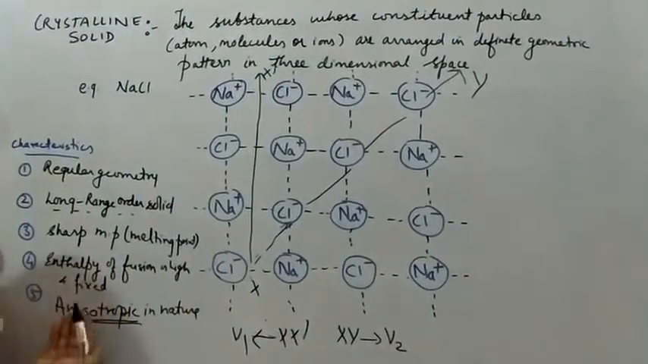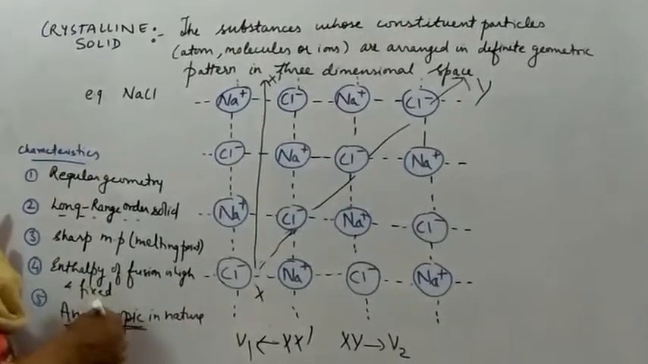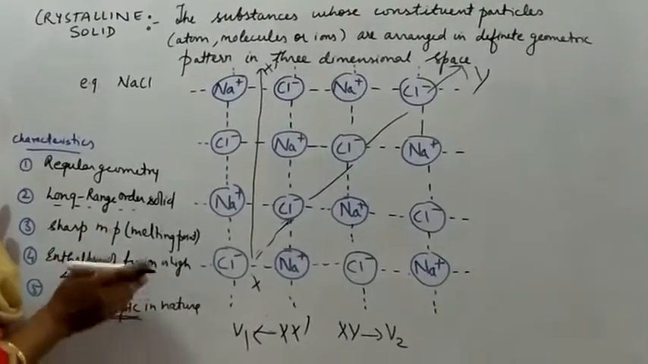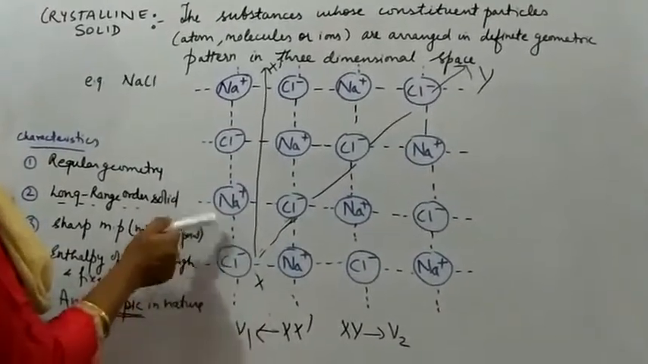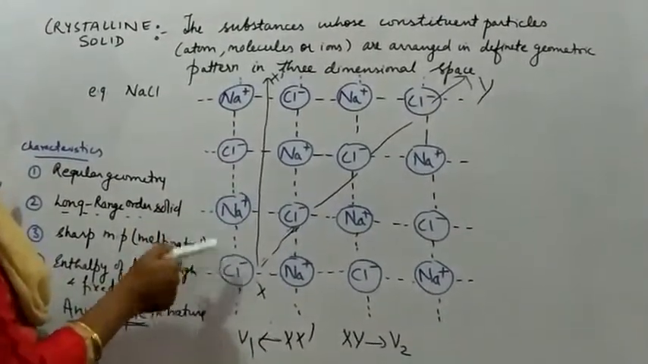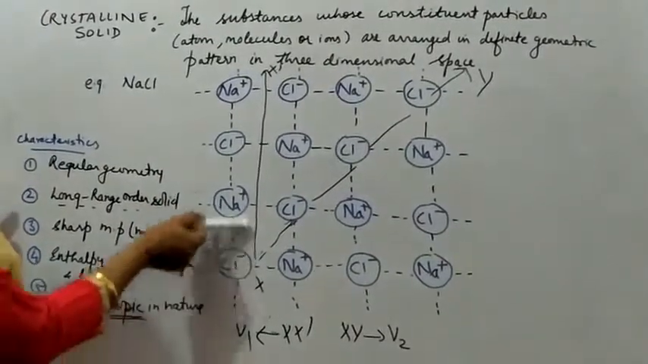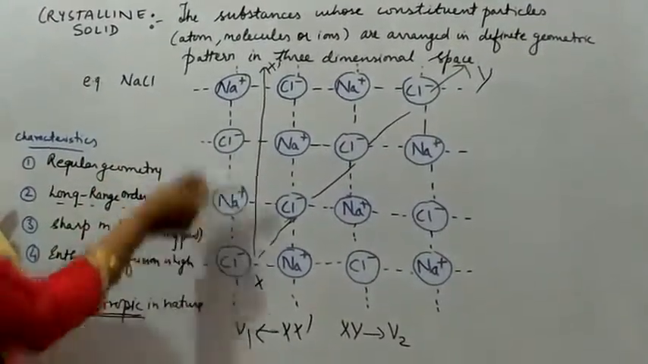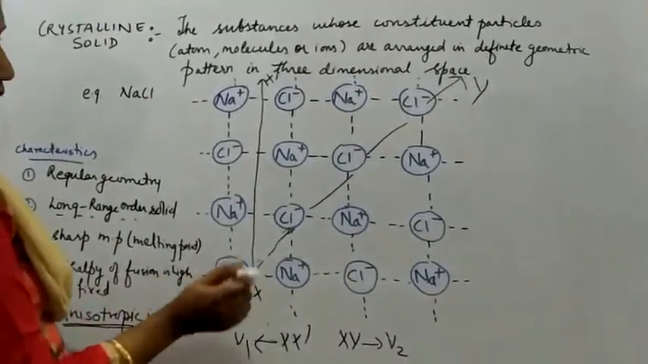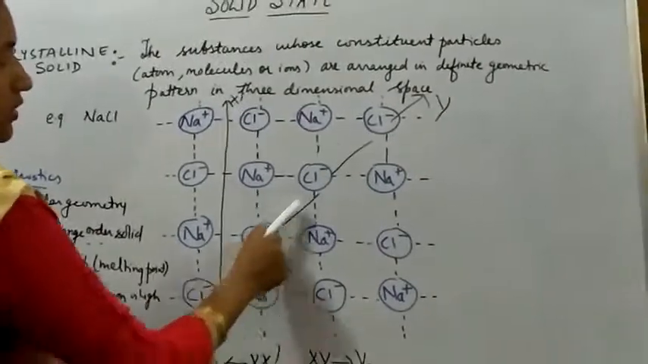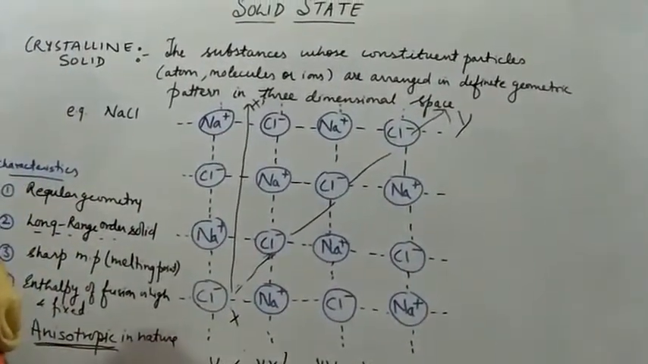So anisotropy is a property by virtue of which the crystalline solid or the substances show different magnitudes of the physical properties in different directions. When we are going along this axis, this direction x dash, the value of the velocity is going to be different, and if you are going along this other axis, the value of the velocity will be different.